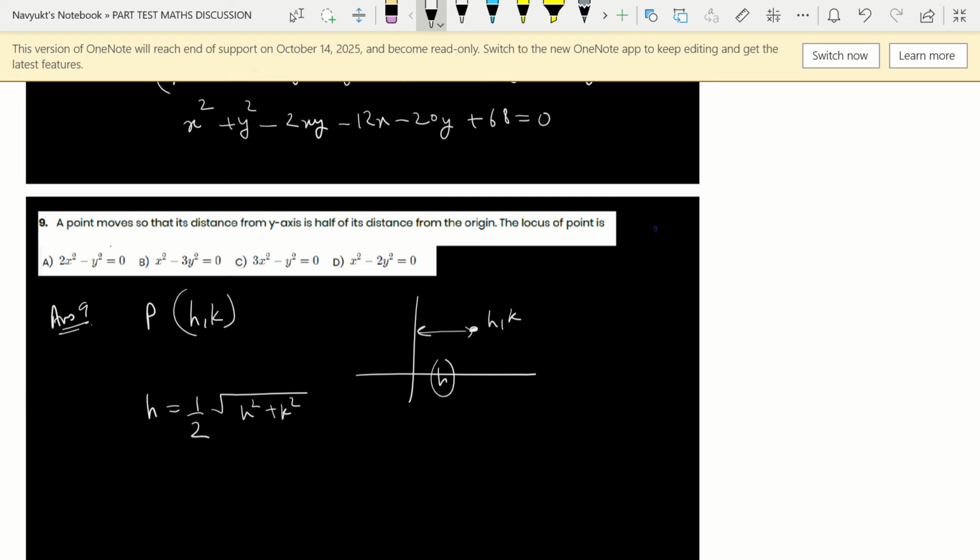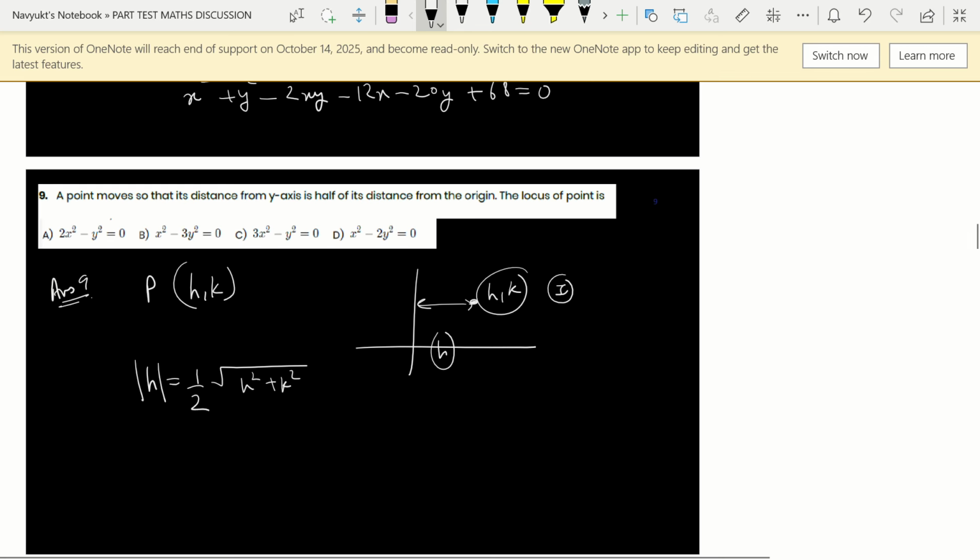Now here comes the catch: this h you should write as mod h, because this point need not be only in the first quadrant, it can be anywhere, and they're talking about the distance. So we should write mod h. Fine, it will not affect our answer because we'll anyhow square it. So this gets us 4h square equals h square plus k square, giving us our result as 3h square equals k square.